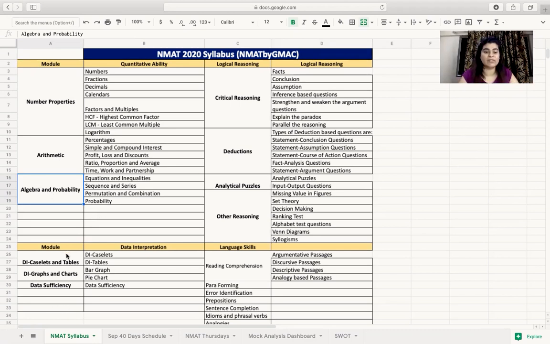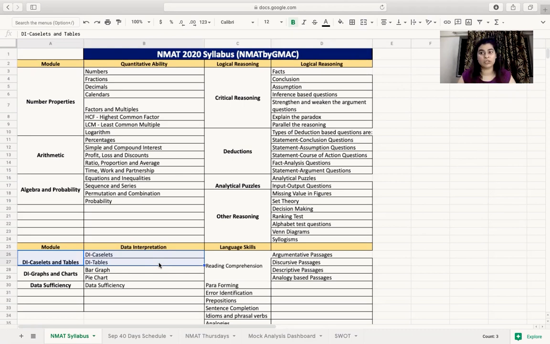In DI, you have something very interesting and new this time called caselets, which is something peculiar to CAT and is going to be there in NMAT as well. So we talk about DI caselets, tables, bar graphs, pie charts, mixed charts, all of them combined together, and data sufficiency. That is what makes up the quants and DI section syllabus.